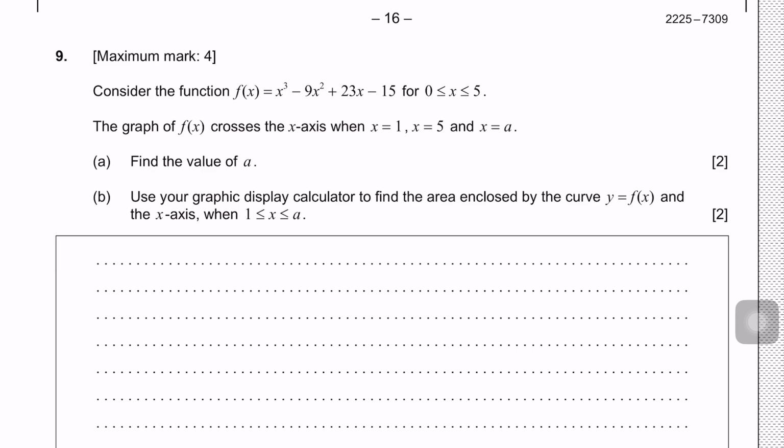And the second part is use your graphic display calculator to find the area enclosed by the curve y equals f of x, the x-axis, and when x is greater than or equal to 1 and less than a.